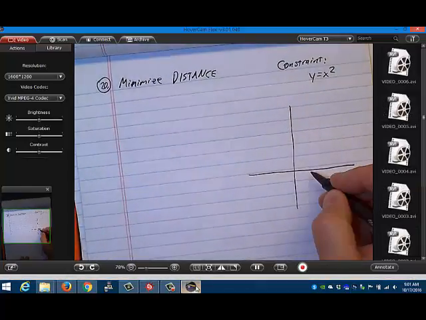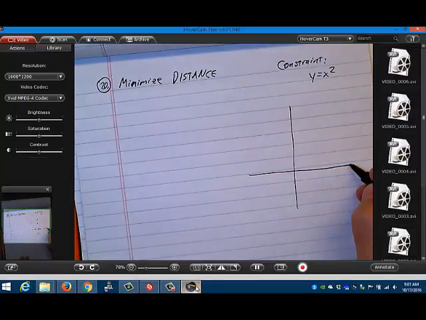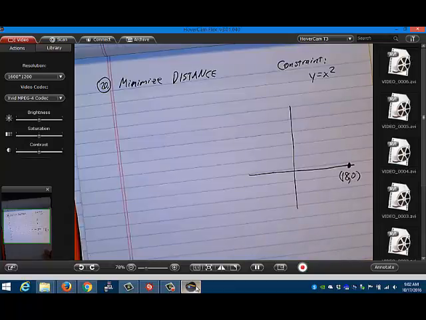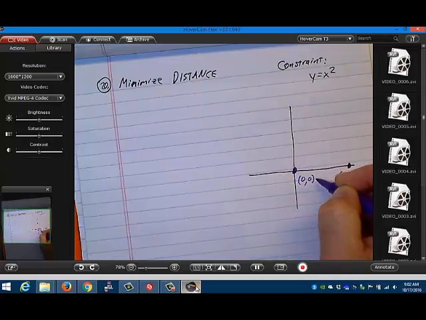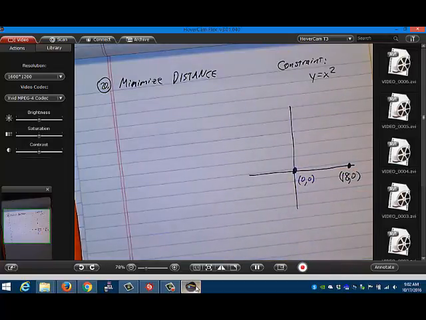Now, where would that be? I don't know. Here's the point 18, 0. We know that the parabola goes through 0, 0. By the way, does anyone know what 18 squared is?